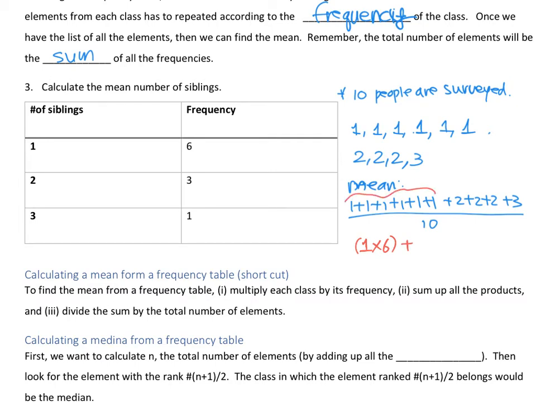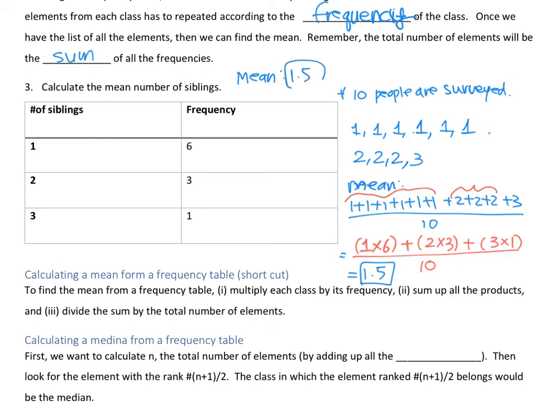Same for the second part. Instead of writing 1, 1, 1, 1, 1, 1, I can do 1 times 6. How about the second one, 2 plus 2 plus 2? It's not too bad, but can I just say it's 2 times 3 because I have 3 2's. And the last one is just 3, so I don't have to do anything. But if I were to, it'd be 1 times 3, right? And over 10. Once you calculate everything out, I get 1.5. So the average is 1.5 siblings. So the mean is 1.5 siblings.